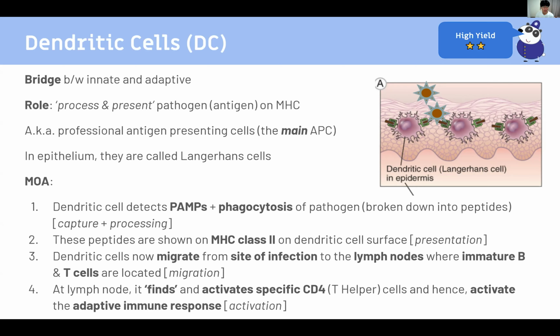So dendritic cells are very similar in mechanism to macrophages or any other phagocytes. Basically, dendritic cells will detect the PAMPs and phagocytose the pathogen. So it breaks down via the phagocytosis steps we talked about, and this will form debris which will also include peptides. And these peptides are shown on the MHC class 2 markers on the dendritic cell surface.